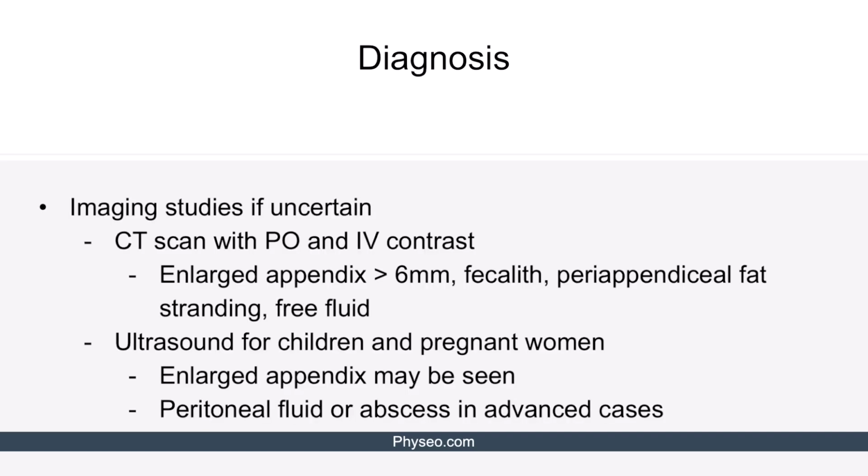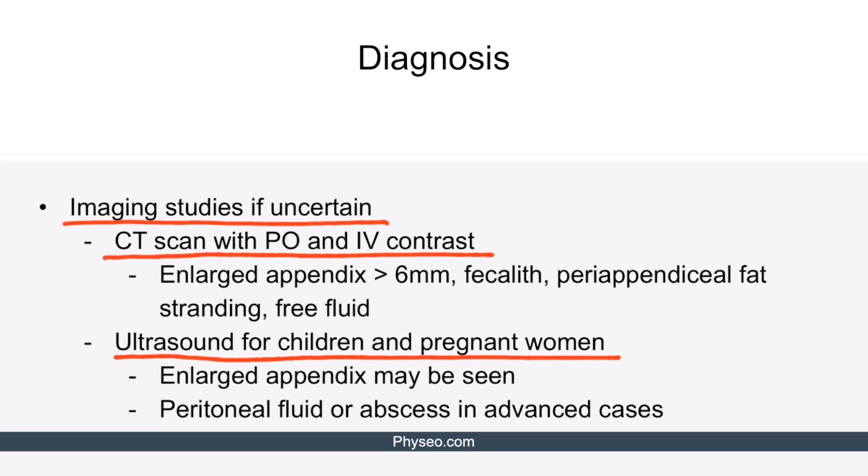When a clinical picture is equivocal, 2 imaging studies can be used when there is a high suspicion of acute appendicitis. First, a CT scan with PO and IV contrast may reveal an enlarged appendix, usually greater than 6 millimeters. A fecalith with periappendiceal fat stranding and free fluid confirm diagnosis. On the other hand, ultrasound is best for children and pregnant women. Ultrasound can also show evidence of an enlarged appendix as well as peritoneal fluid or abscess in more advanced cases.